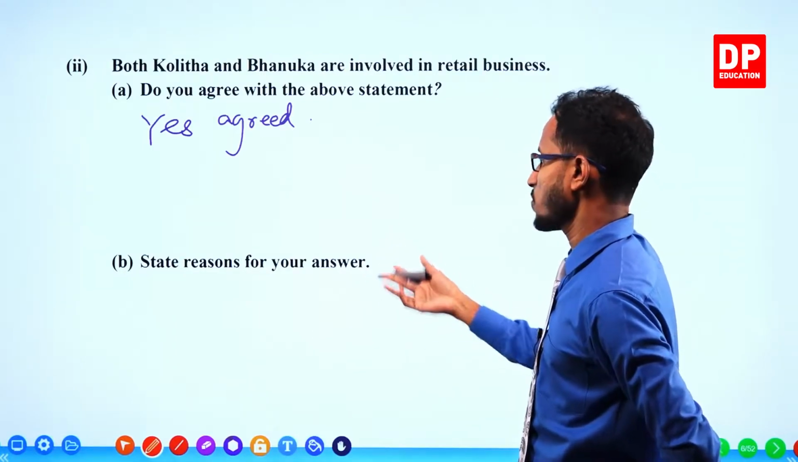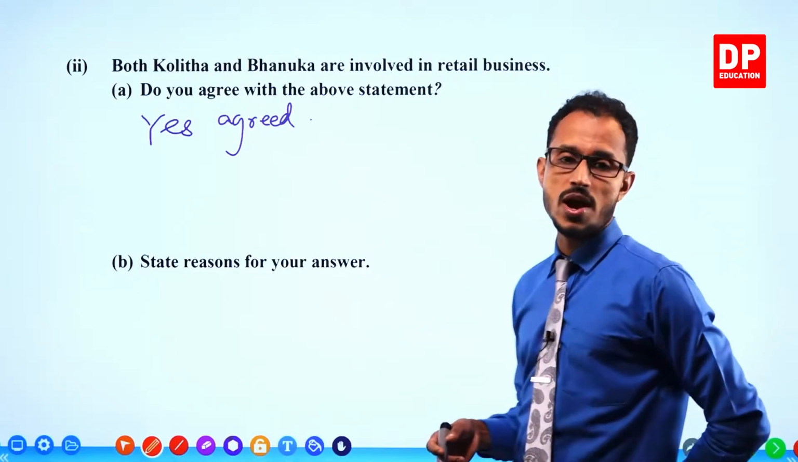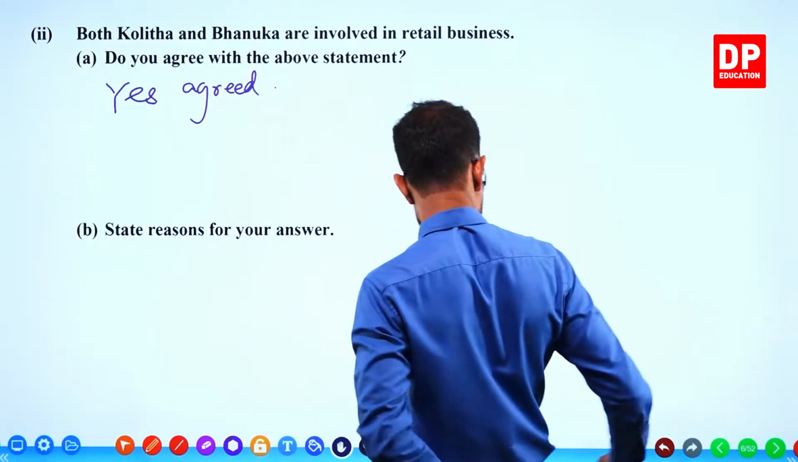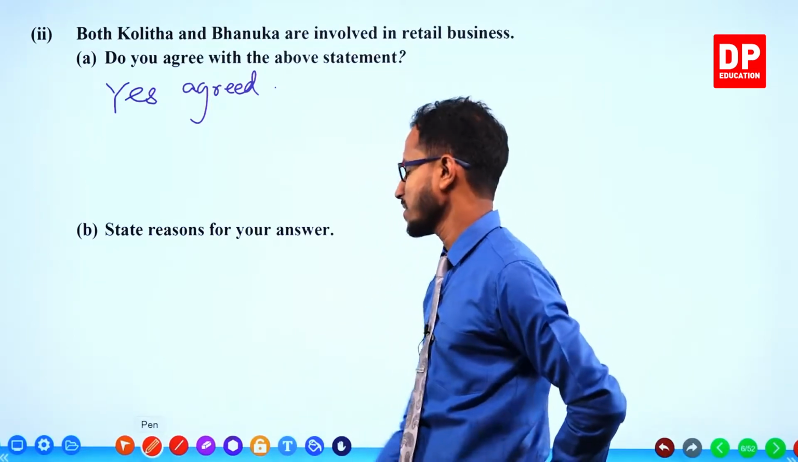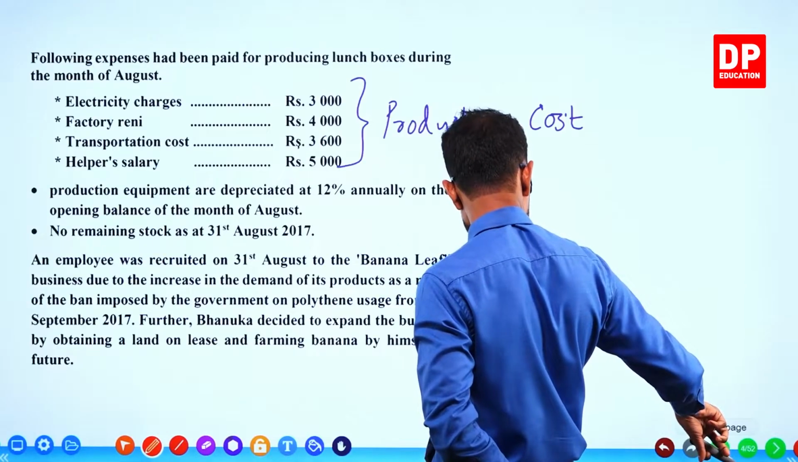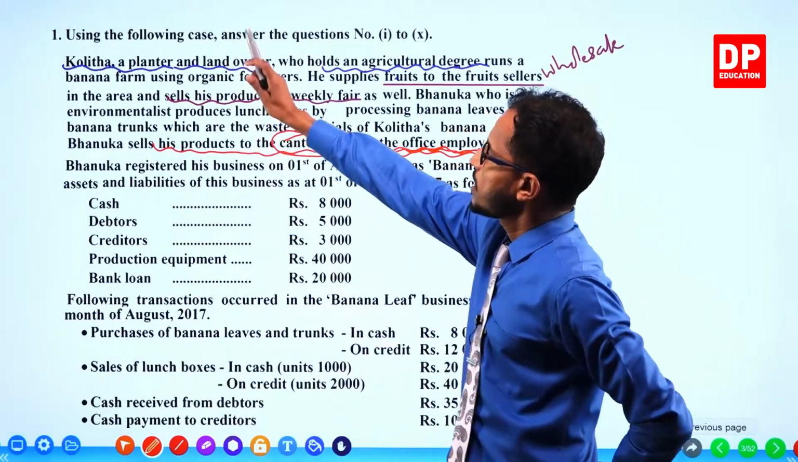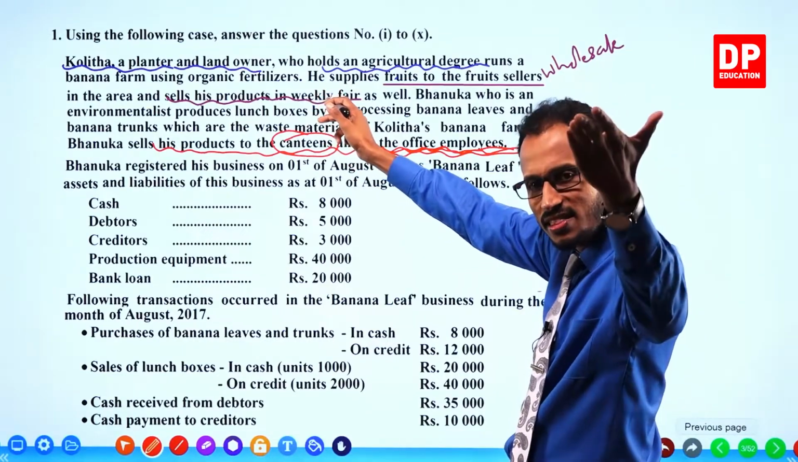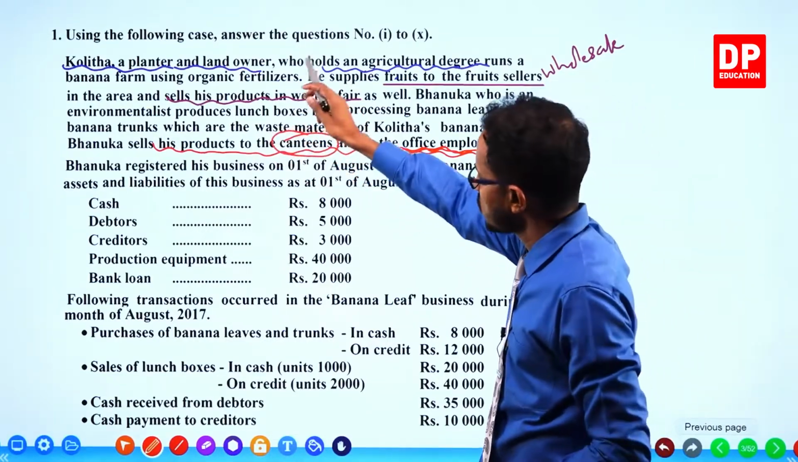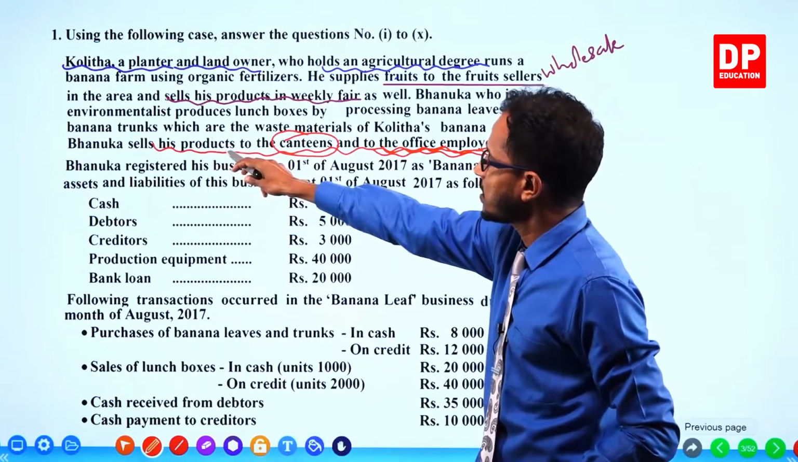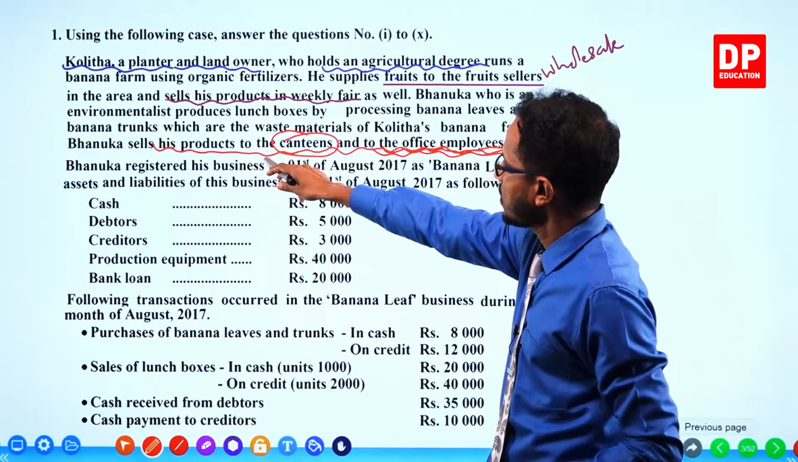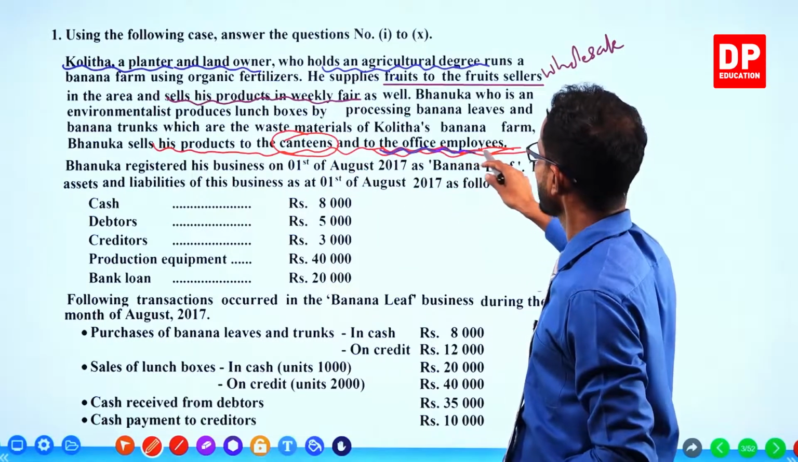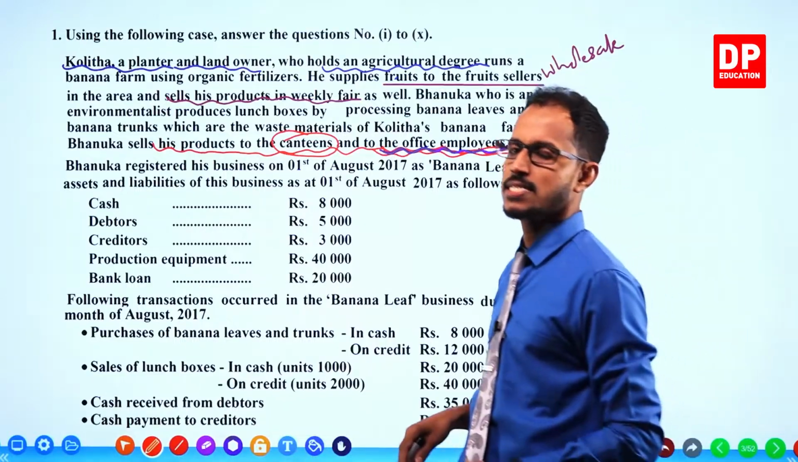State reasons for your answer. Why did you agree? Well, you have to say the things that I highlighted. See, Koolitha sells the products in weekly fare, Satipola, Irida Pola, to the consumers. Bhanuka, banana leaf guy, sells to the office employees. That's right.